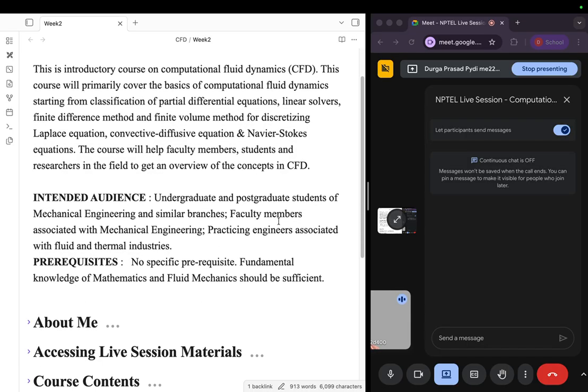Basic prerequisites are you need to have a basic idea of what the fluid mechanics equations were, that you can brush up on those topics. Those will not be covered in this particular course.